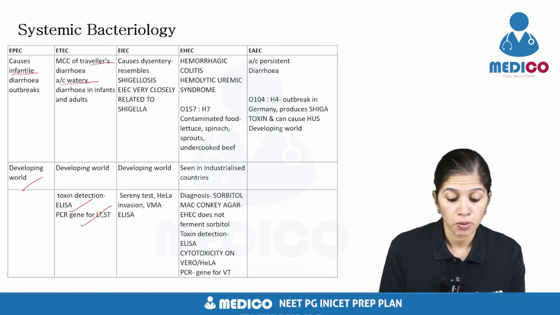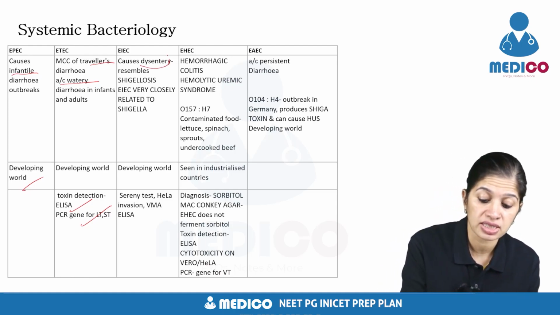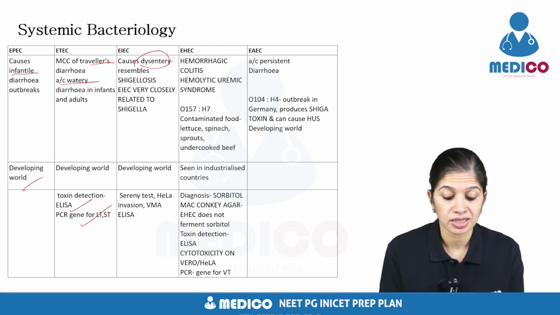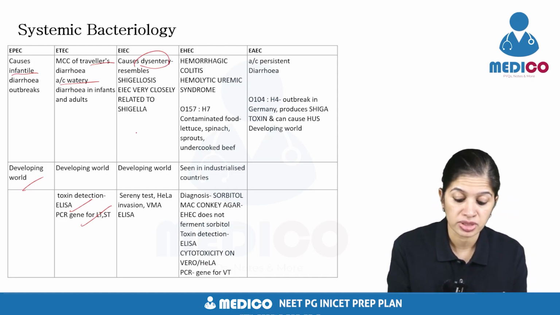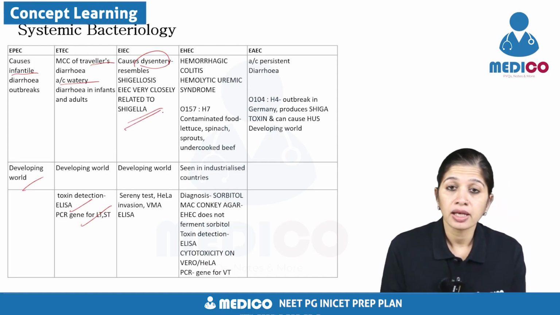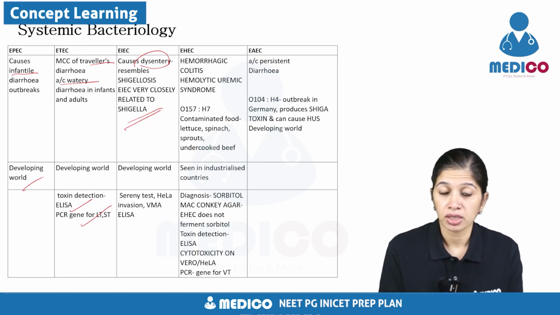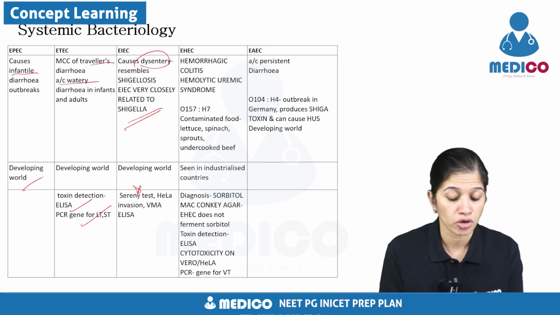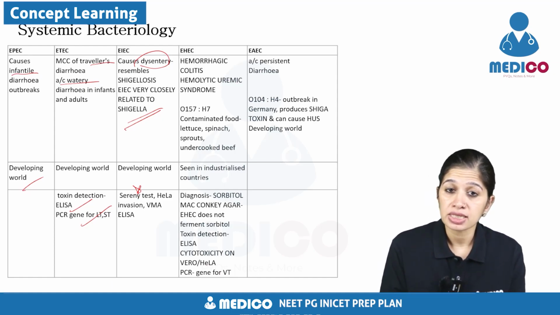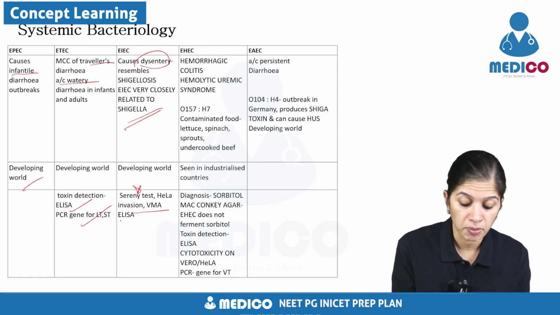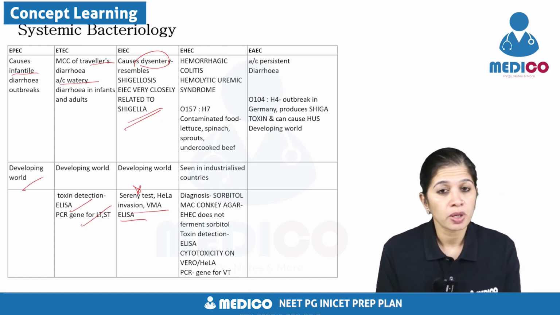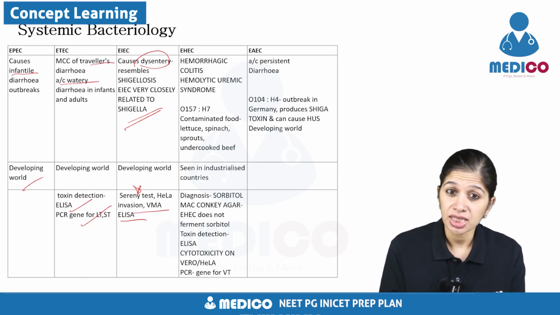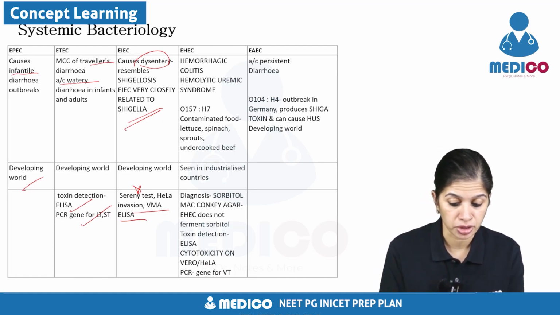Enteroinvasive, I said you have to think about shigellosis. So it causes dysentery, just like bacillary dysentery, just like shigellosis, and it's very closely related to Shigella, and again seen in the developing world. And diagnosis is by the Sereny test. Just remember this name, it's not used now. Then HeLa cell invasion and also VMA ELISA. So virulence marker antigen ELISA, Sereny test and HeLa cell invasion.